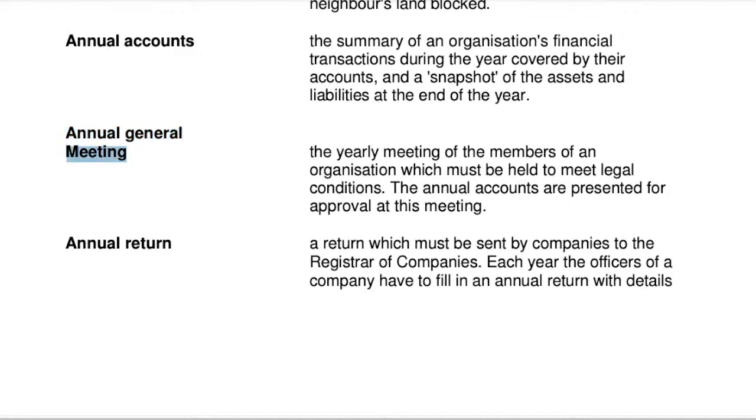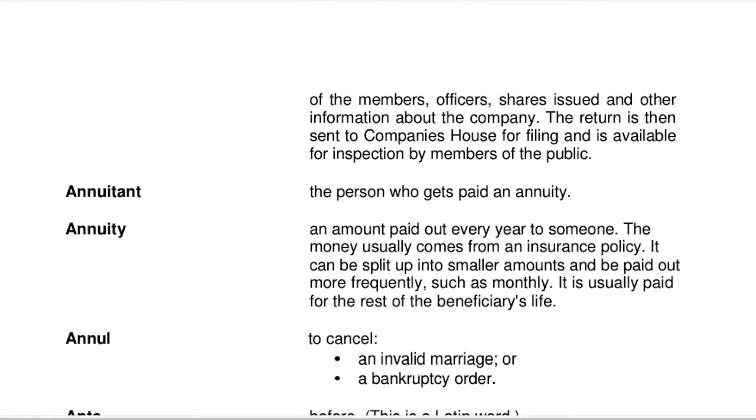Annual general meeting. The yearly meeting of members of an organization which must be held to meet the legal conditions. Annual return. Again, this is England.